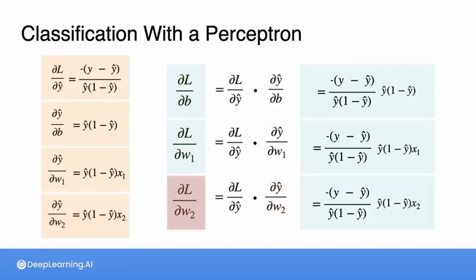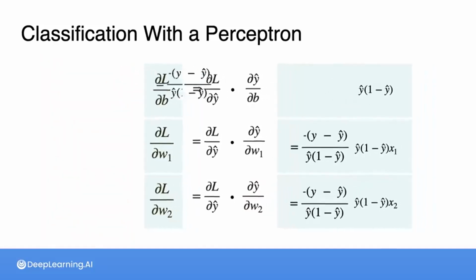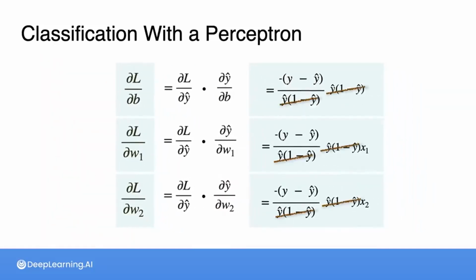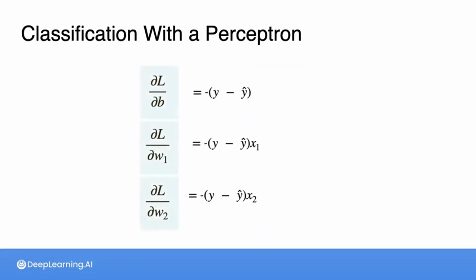And now we need to cancel out a bunch of things. Notice that the ŷ times 1 minus ŷ cancel out on the denominator and the numerator. So we end up with some really nice derivatives. Check it out. ∂L/∂B is simply negative (y minus ŷ). ∂L/∂W1 is negative (y minus ŷ) times x1. And ∂L/∂W2 is negative (y minus ŷ) times x2.